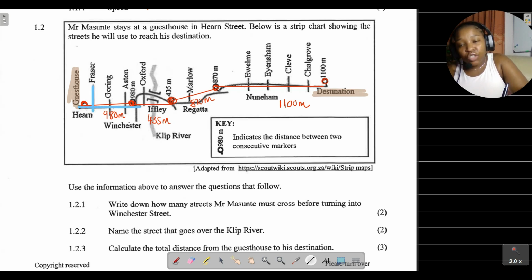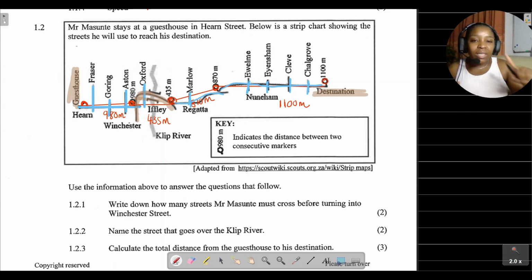This street is Fraser. This street is Goring. This one is Austin. And then this street is Winchester. This street is Oxford. This street is Iffley. This street is Regatta. This one is Marlow. This one is Newnham. This one is Eval. This one, Eynsham. This one is Cleve. This one is Chalgrove. And that is that.